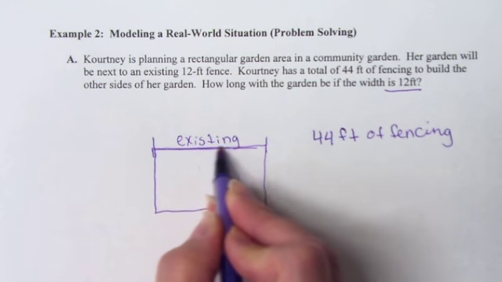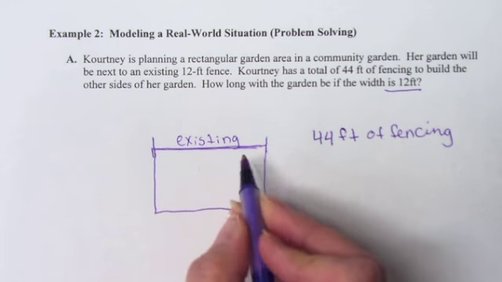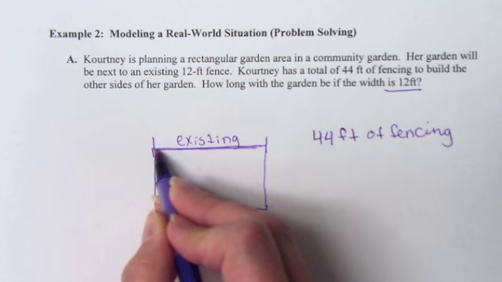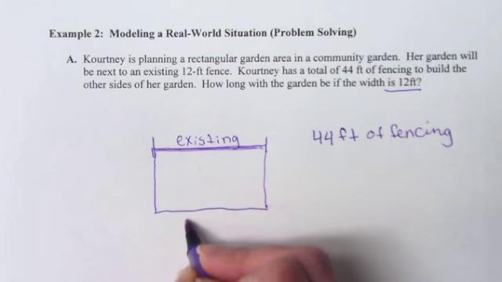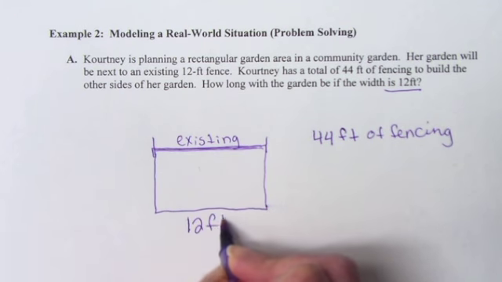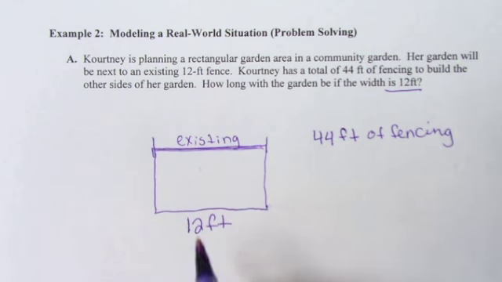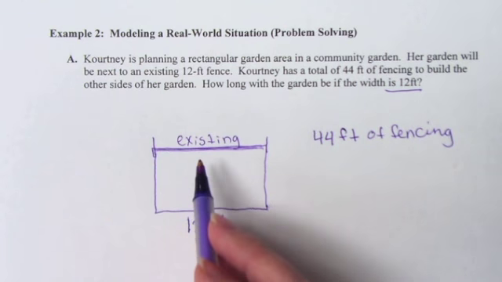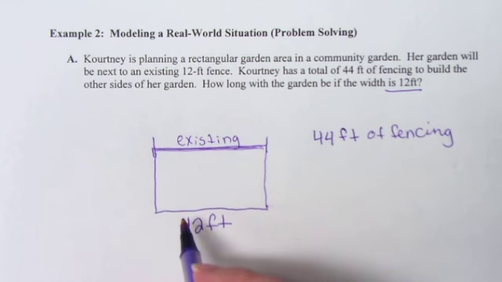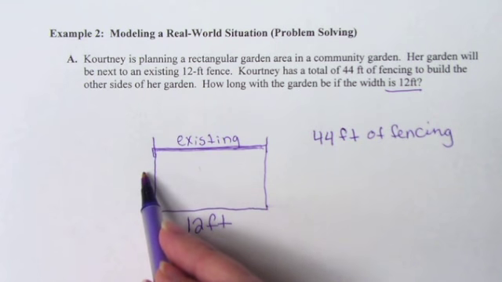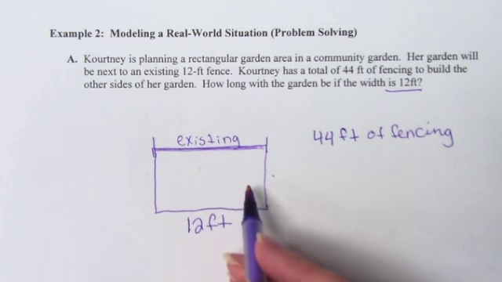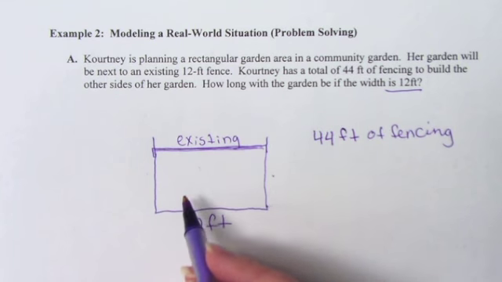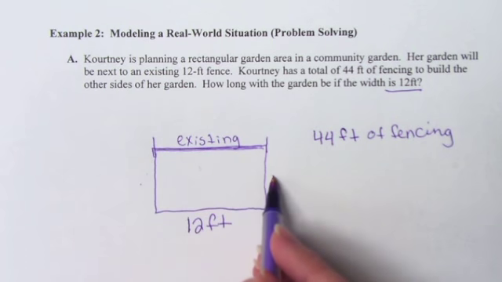is already 12. Okay, so if this is 12 and we've got a rectangle, that means the opposite side has to be 12 feet as well. If we're making a rectangle, the opposite sides are the same length. What that leaves us is this length, and I guess I should have made the length a little longer on my drawing. Length is usually the longer side, but this is our unknown right here.